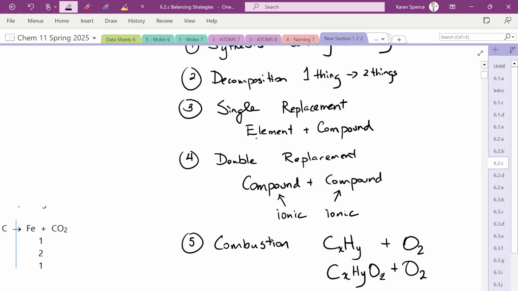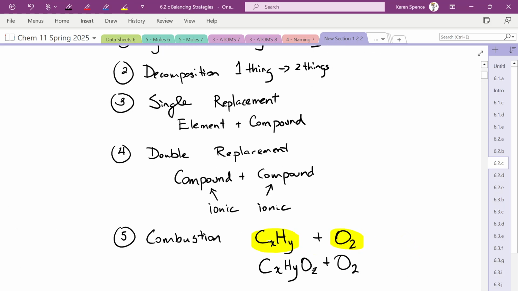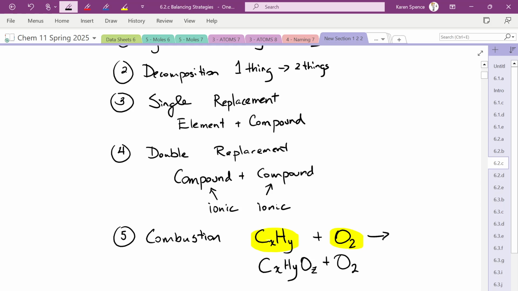So just be careful. Single replacement, element plus compound, it's not like this is also an element plus a compound, but it's a very specific compound and it's a very specific element. So don't mix up combustion with single replacement. What are the products of combustion? Water and carbon dioxide. And it's always the same. It doesn't matter what carbon compound you have. It's always H2O and CO2.